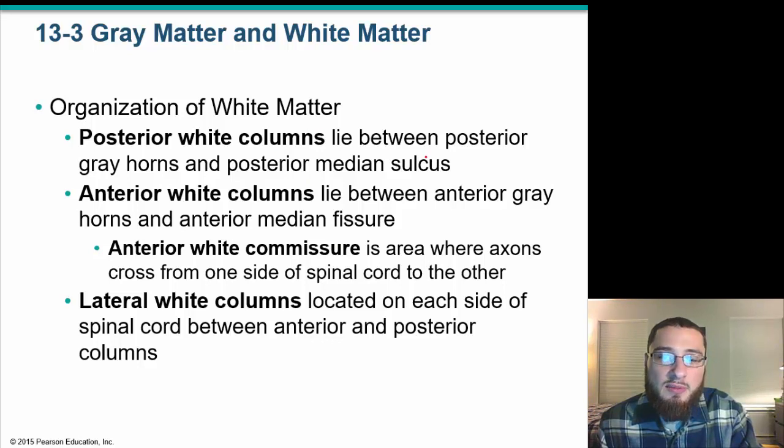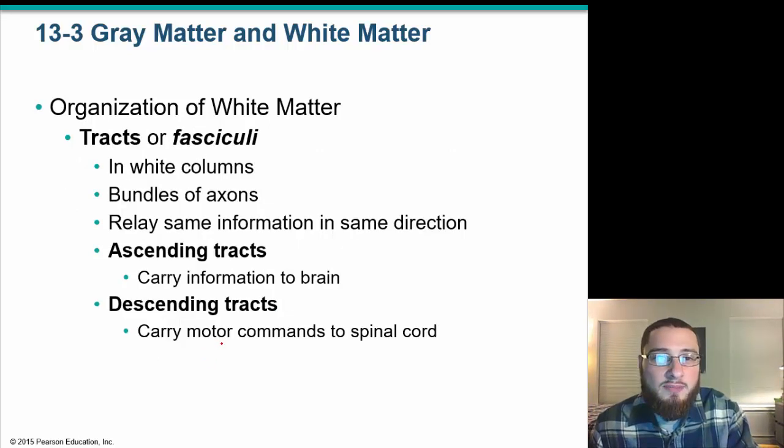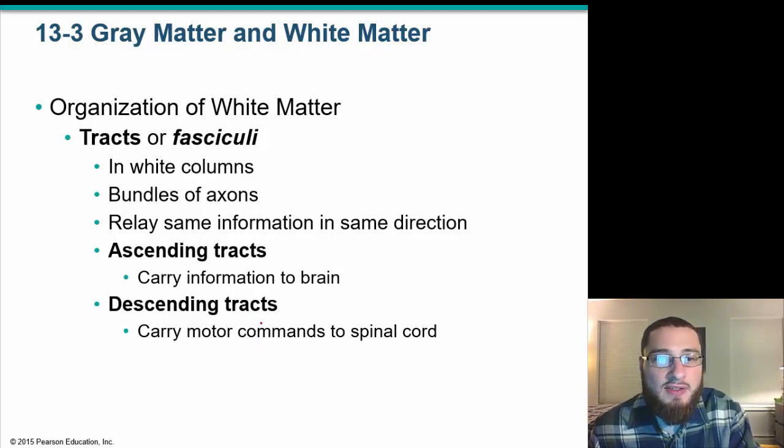Posterior white columns lie between the posterior gray horns and the posterior median sulcus, and anterior ones lie between the anterior gray horns and the anterior median fissure, and then the lateral white columns are located on each side of the spinal cord between the anterior and posterior columns, just like you saw in that diagram. You have tracts or fasciculi in white columns, bundles of axons.